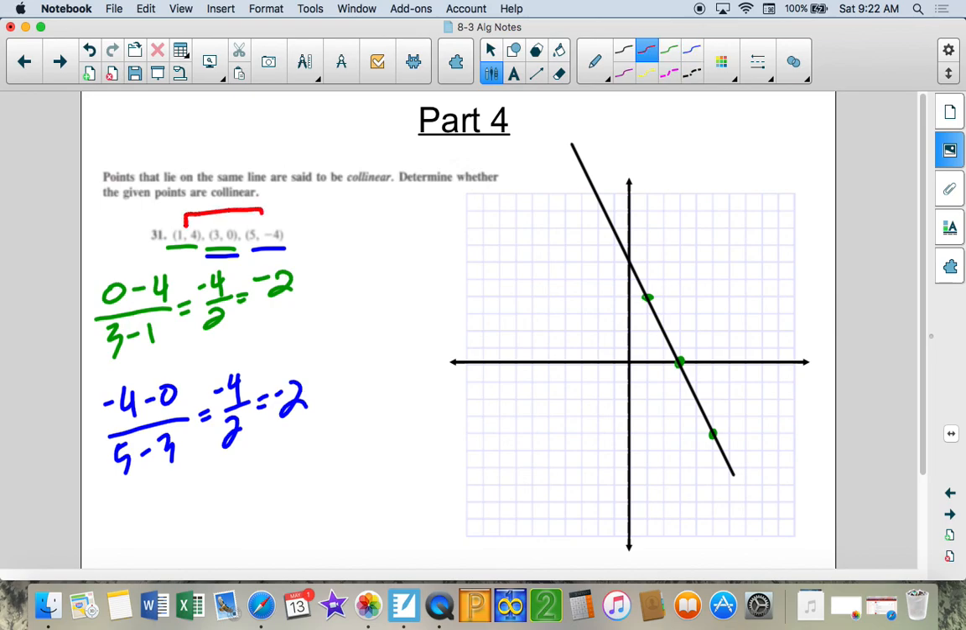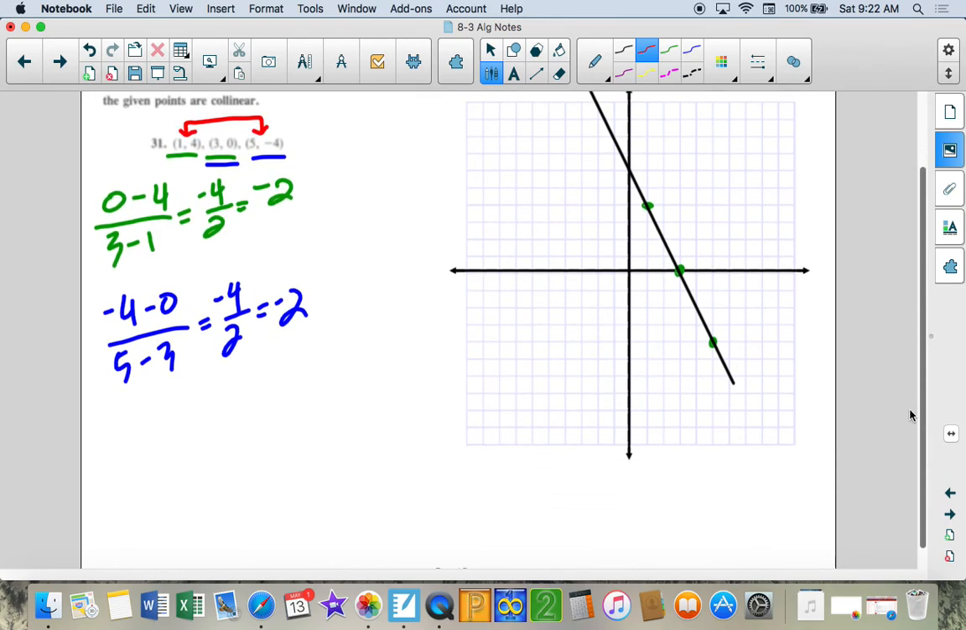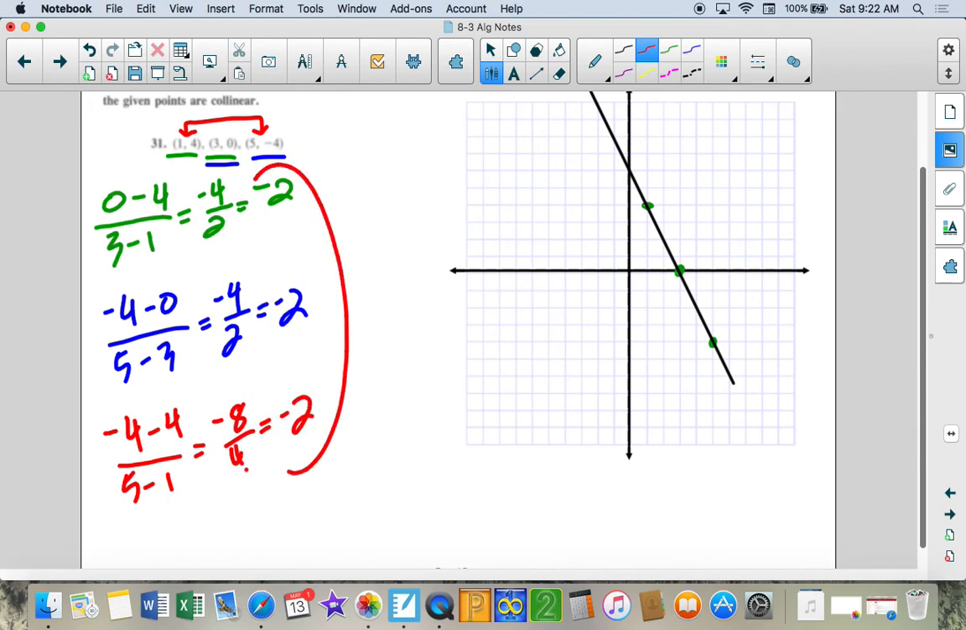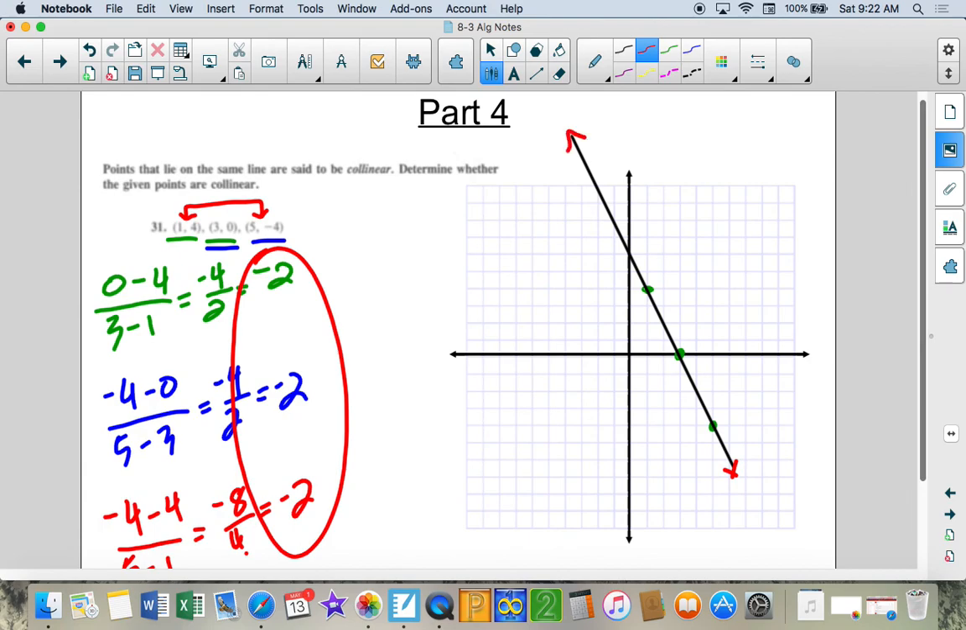And then we have to do one more. We have to do between these 2 points. So I would test those out, and I get my y sub 2 minus y sub 1 over x sub 2 minus x sub 1. I think that's right, yep. That gives me -8/4, which is -2. Notice all 3 of those relationships between the points all have the same slope, so that would also be a determinant on whether they are collinear.